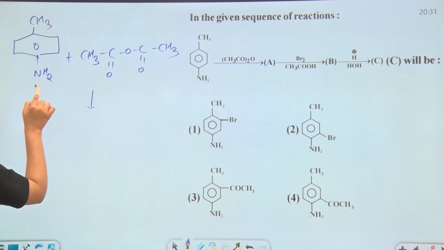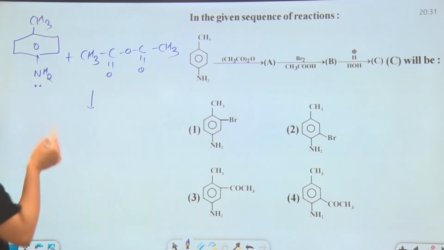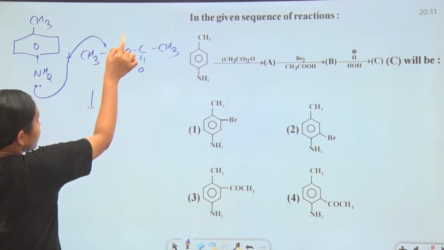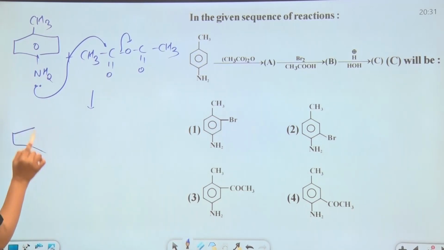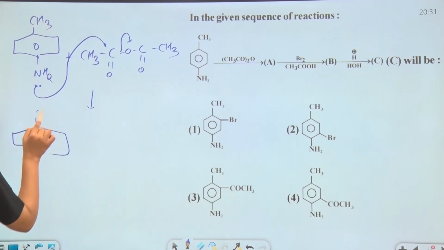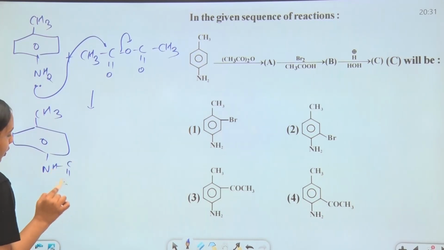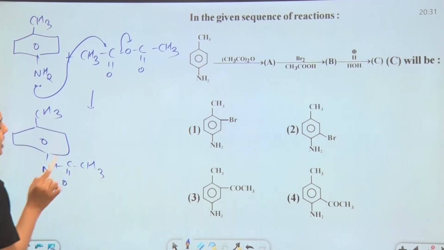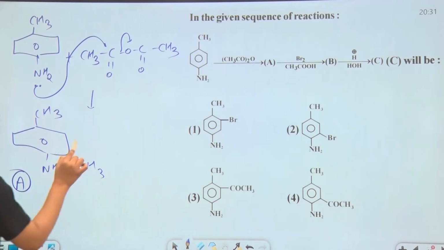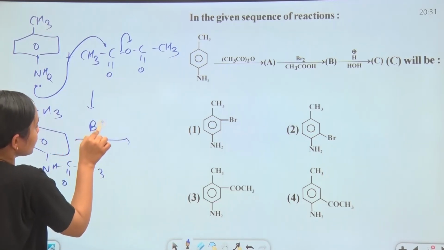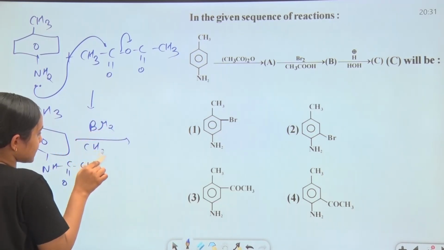Because the nitrogen atom contains a lone pair, it will behave as a nucleophile and attack at this electrophilic site, and the bond will shift to the oxygen. So finally we will obtain here CH3NH C=O CH3. This is our product A. Now this compound will further react with Br2 in the presence of acetic acid.